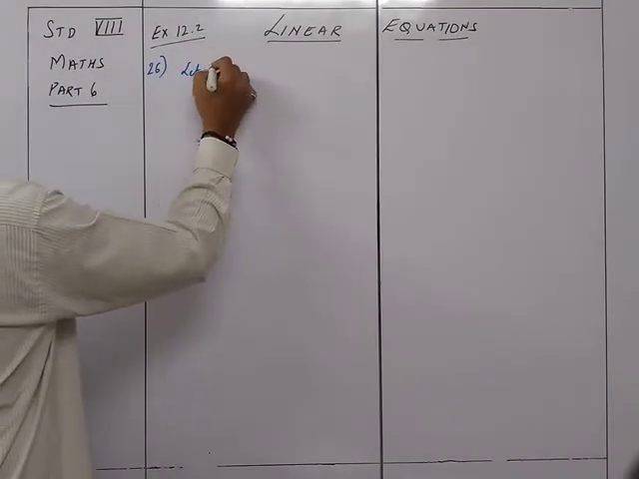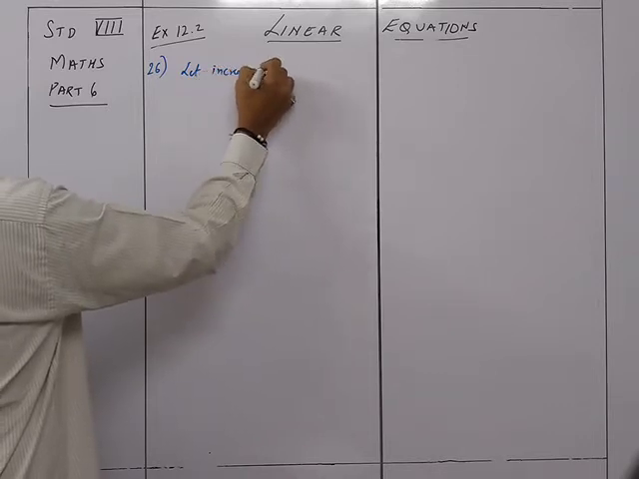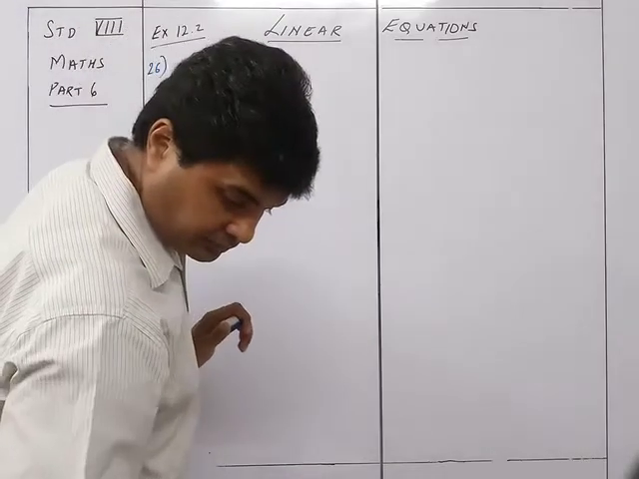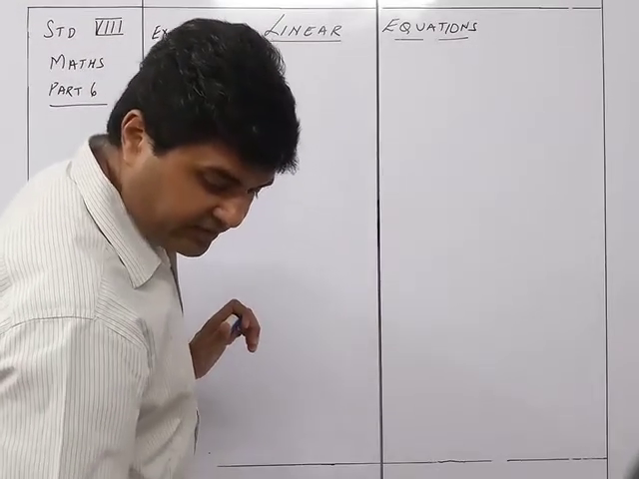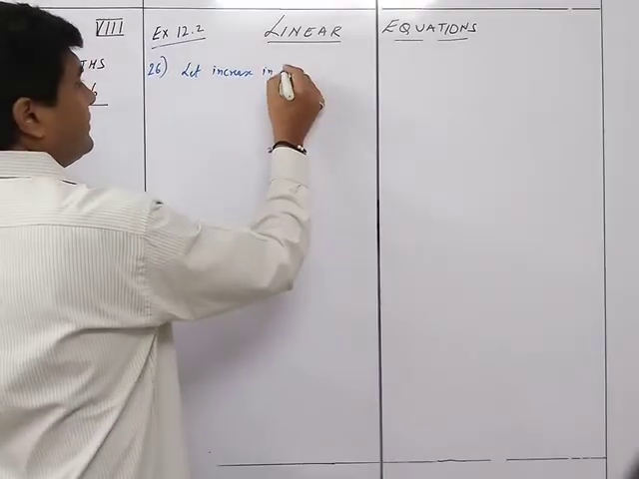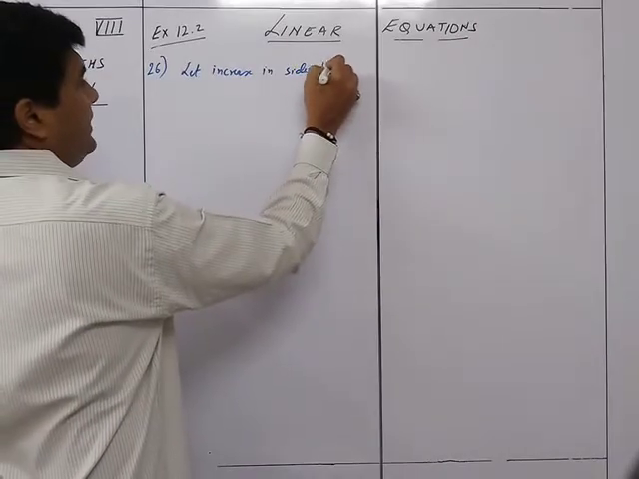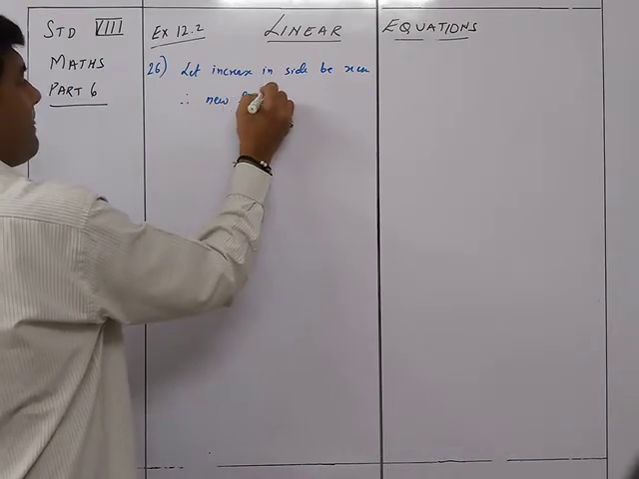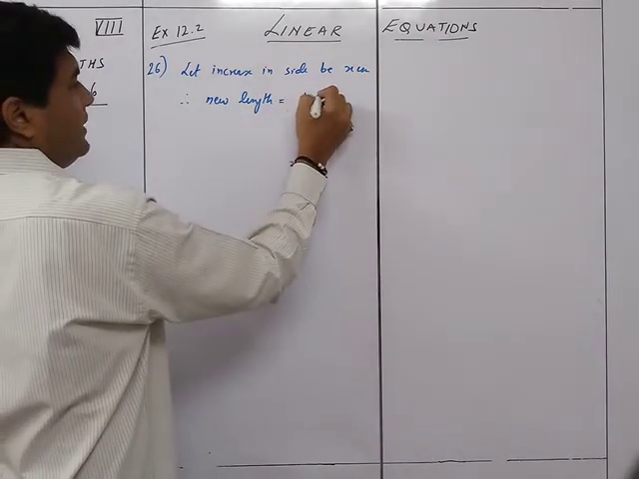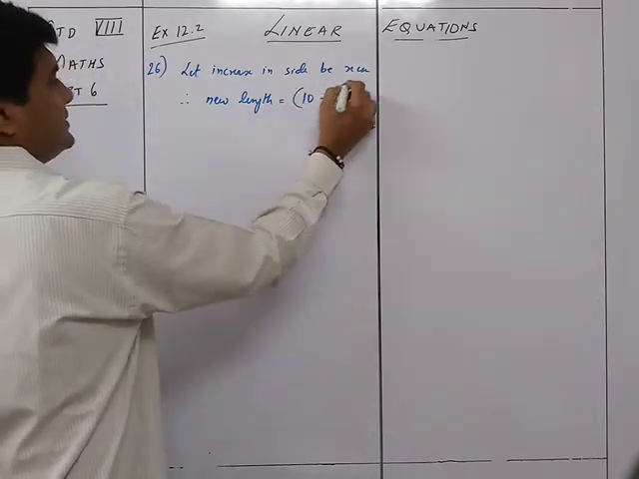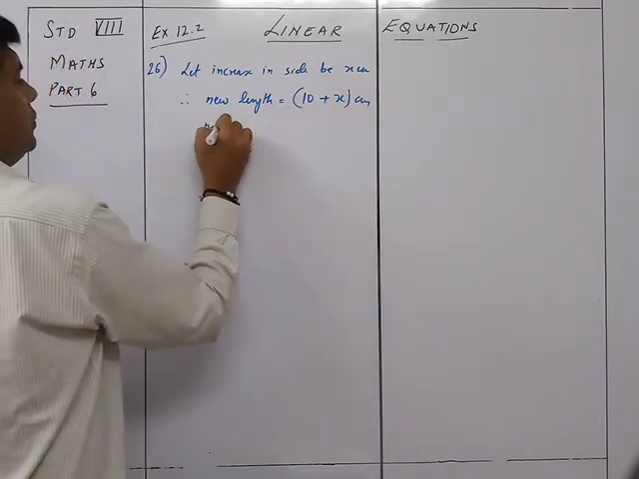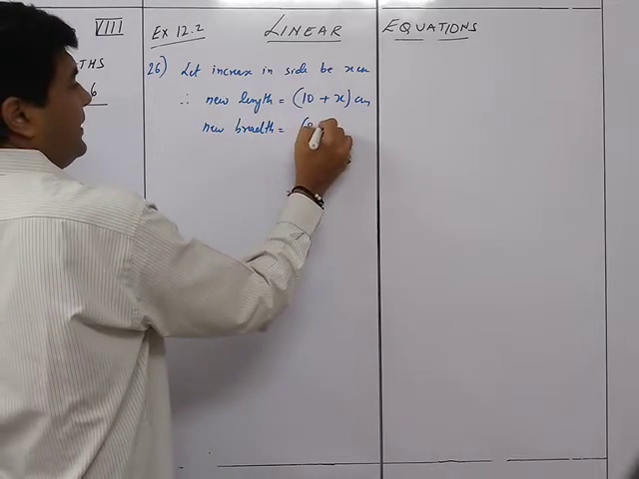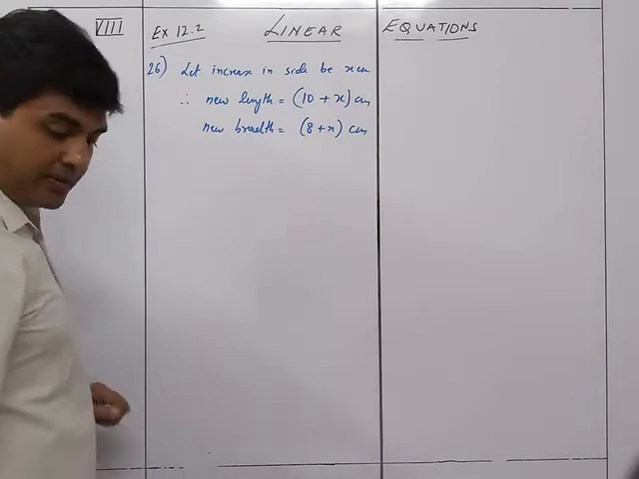So we have over here, let the increase in length and breadth in each side be x centimeters. Therefore, new length is equal to 10 plus x centimeters and new breadth is equal to 8 plus x centimeters.